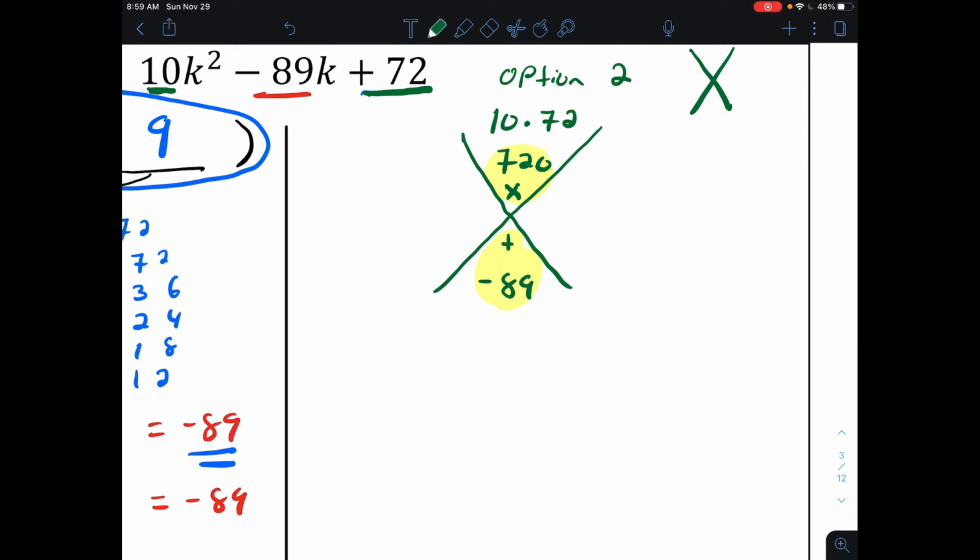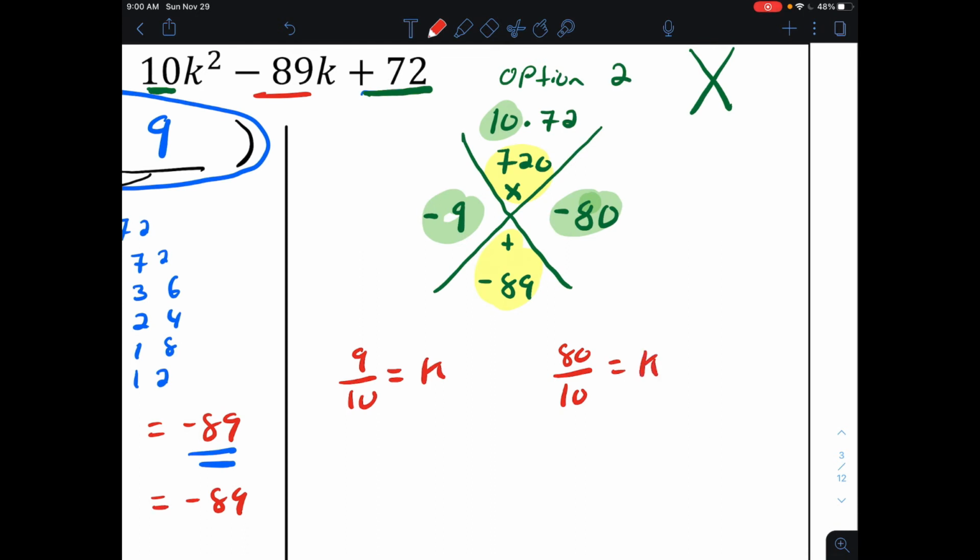And what we're going to find is that negative 9 and negative 80 multiply together to make 720. When you combine them, they make negative 89. I need to adjust these numbers by dividing by 10 in both cases. So I'll have negative 9 over 10, and negative 80 that's got to be divided by 10. Now, the other part of this, when you're using the X method, you got to change the sign. So those are going to become positive, and I'm going to set them equal to the variable in my problem, which is k. Simplify the fractions that you can, so I can only do the one on the right, so that gives me 8 is equal to k.